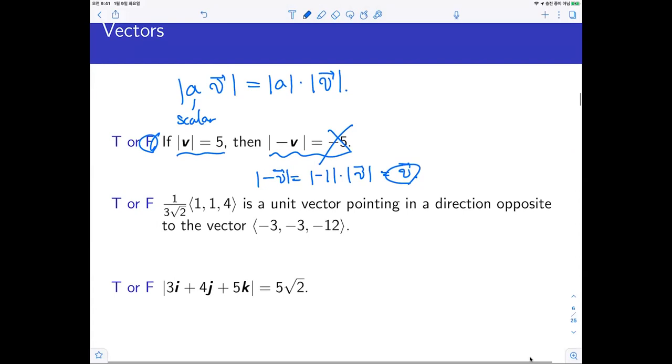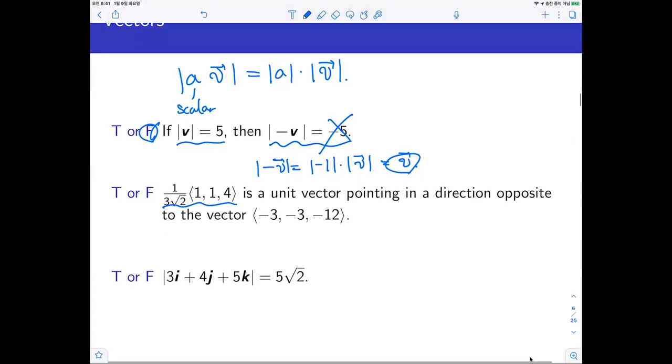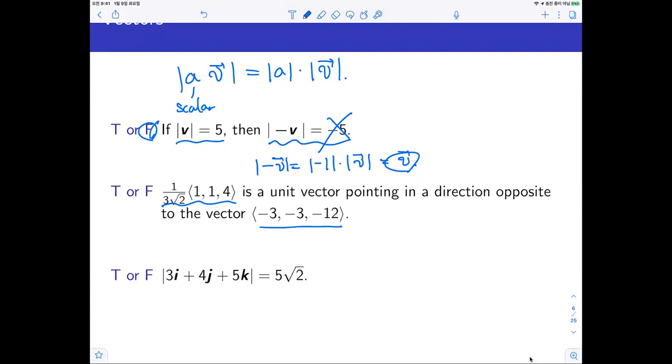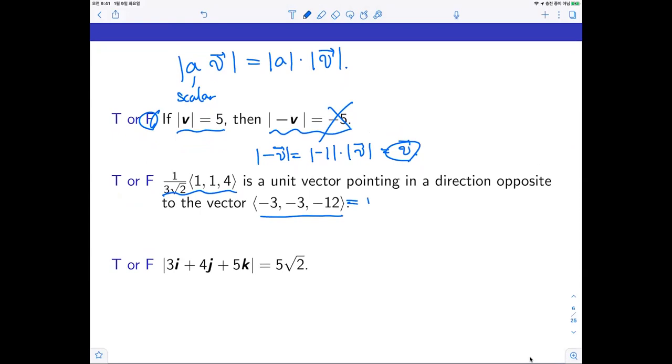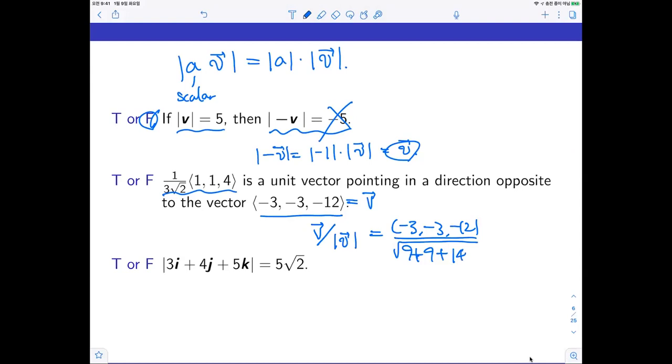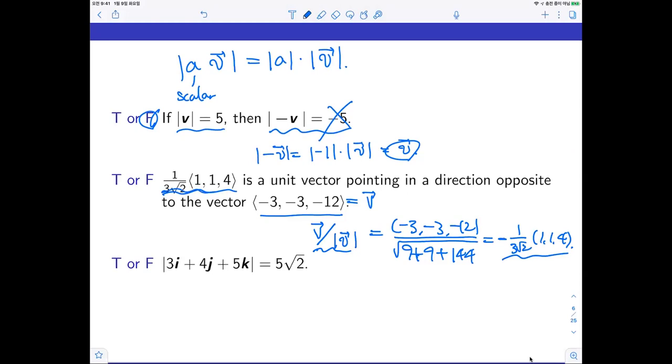Okay, next. This vector is a unit vector pointing in a direction opposite to the vector (-3, -3, -12). Let this vector be v. Then the unit vector which has the same direction as v is v over the norm of v. This is (-3, -3, -12) over the square root of 9 plus 9 plus 144. This is a vector with the opposite direction and the same length. So this is true.